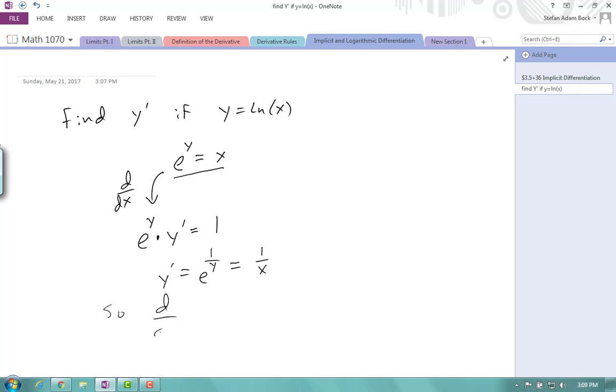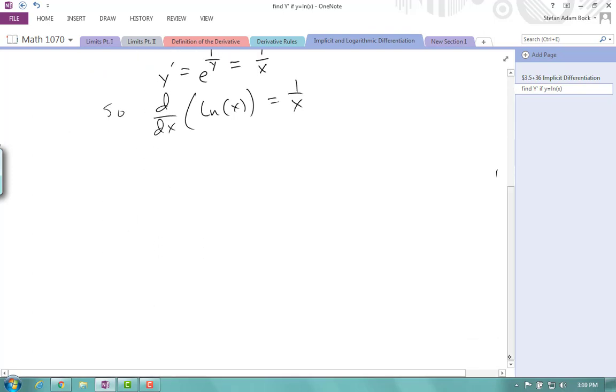So the derivative of the natural log of x is equal to 1 over x. And similarly, through the same process, the derivative of the log base b of x is equal to 1 over x times the natural log of b.